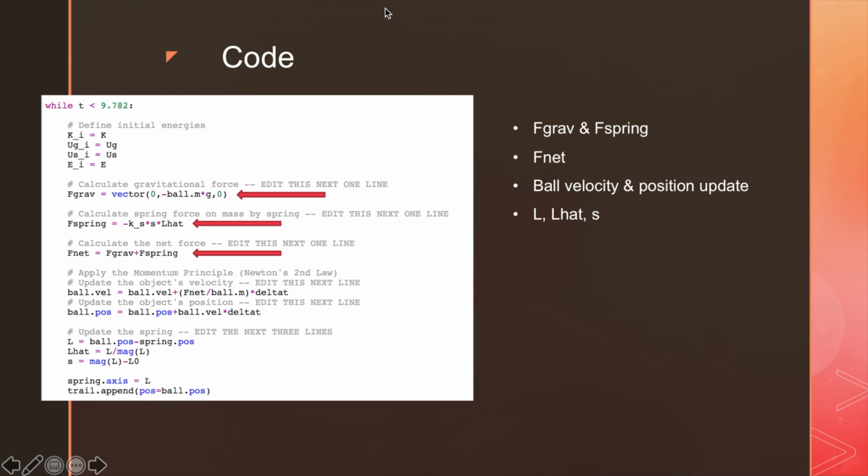Then, I used Newton's second law to code the position and velocity update equations of the mass, and again inserted the vector L, L hat, and the change in length of the spring compared to its resting length, or S.